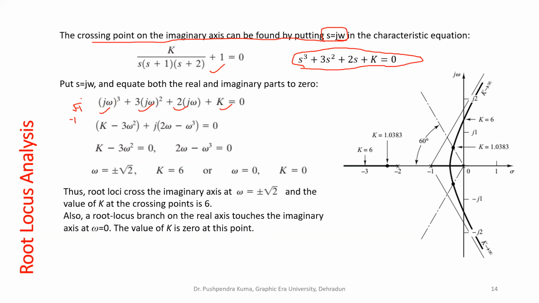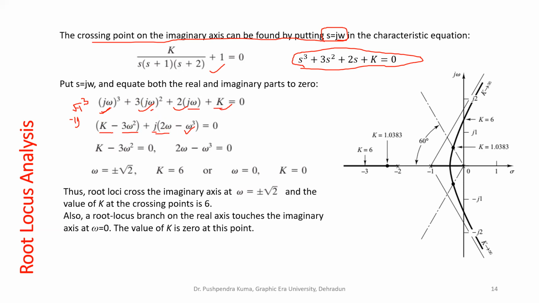Cube of this will be minus j. So omega cube into minus j, it will be an imaginary number. So this is minus omega cube into j, and the square will become a real number. So here you will have minus 3 omega square, and this is also again an imaginary number, 2j omega. So 2j omega here, and k is a real number here.